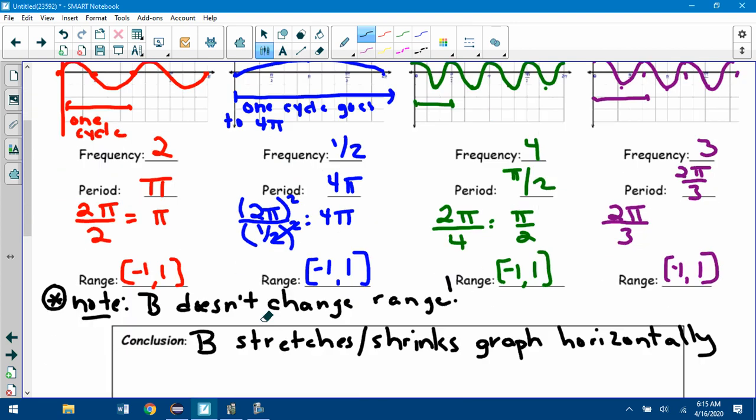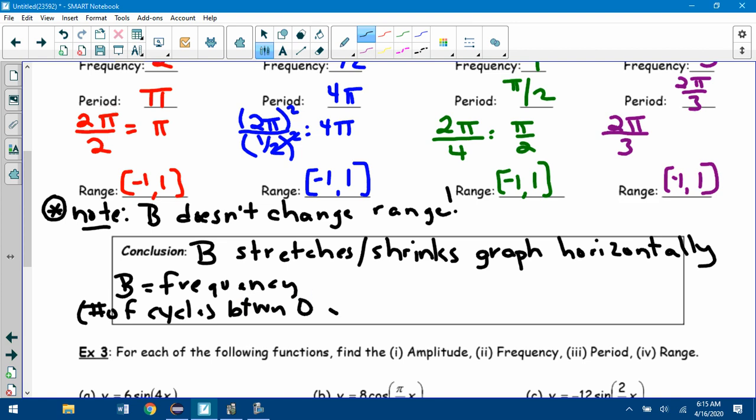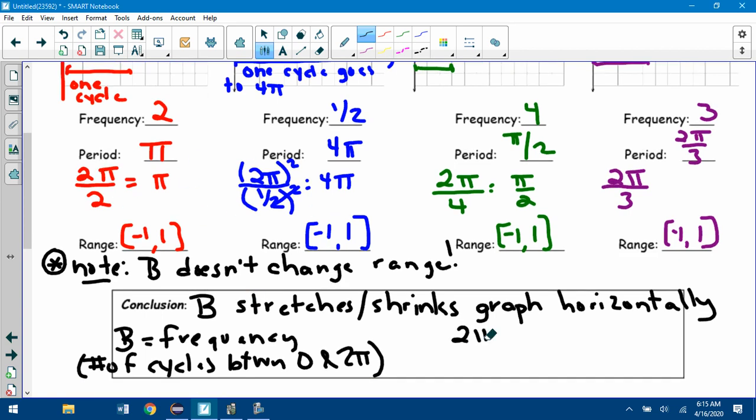It gives you the number of cycles. So B is equal to frequency, which is the number of cycles between 0 and 2 pi. And if you take 2 pi and divide it by that frequency, or divide it by B, that will give you the period. And I want you to get used to thinking that period means the length of one cycle.